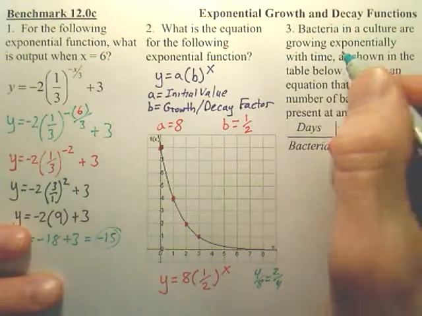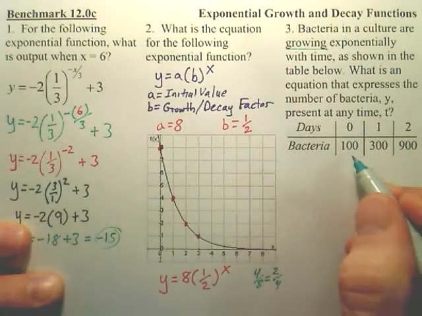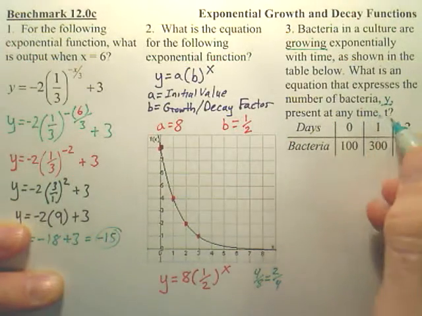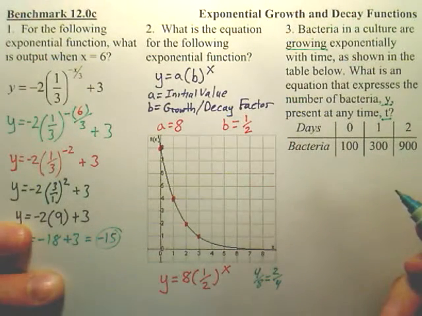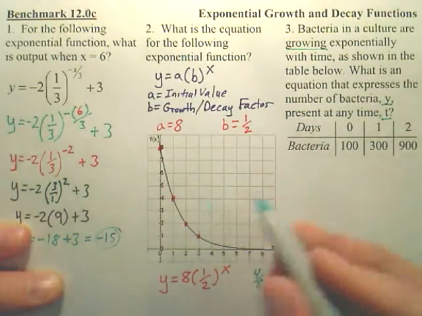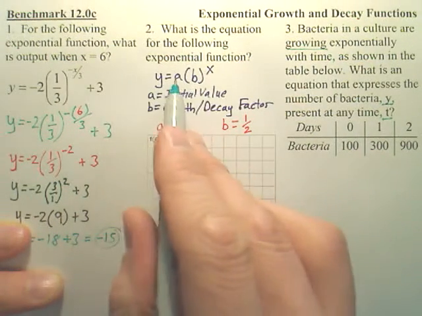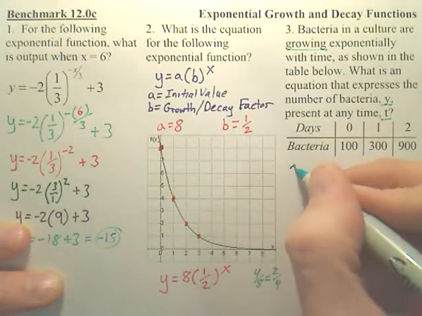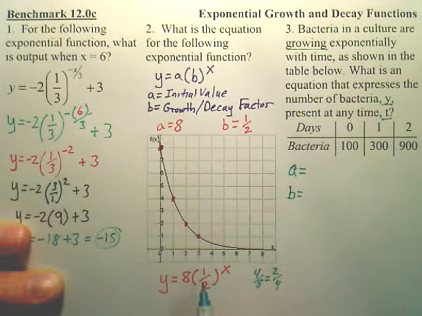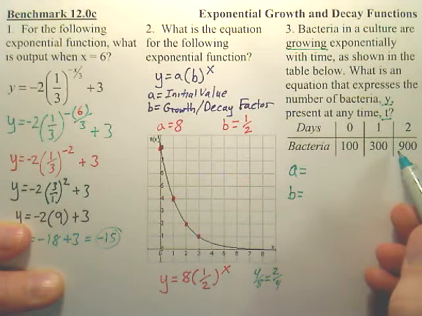Okay, number 3. You have a bacteria that is growing. Y represents the number of bacteria. T represents time, and in here it's days. So if I want to write an equation, you have the same formula. I just from this have to find A and B. Now, for this one, my B value was a fraction less than 1 because it was a decay. Since this is growing, isn't my B value going to be greater than 1?